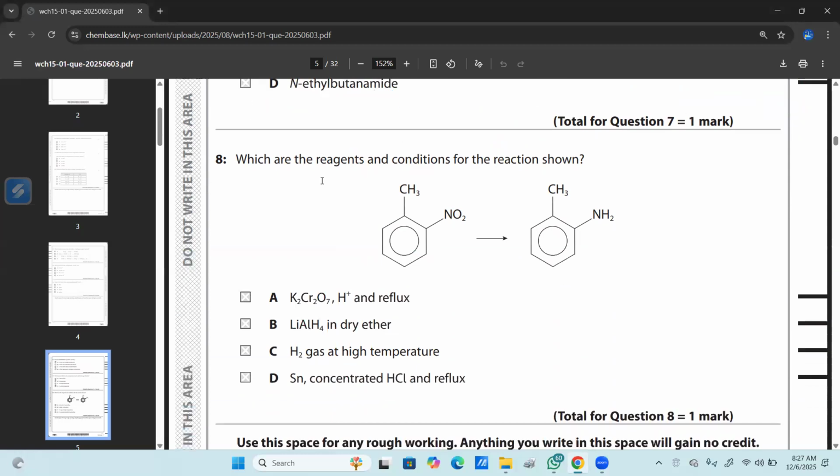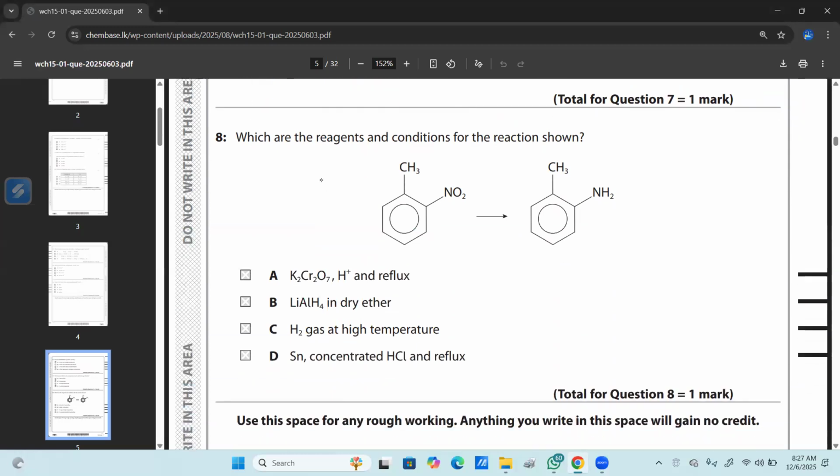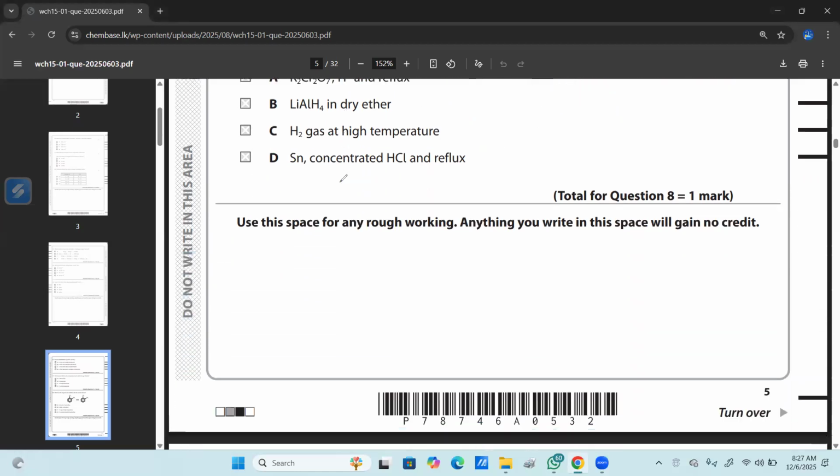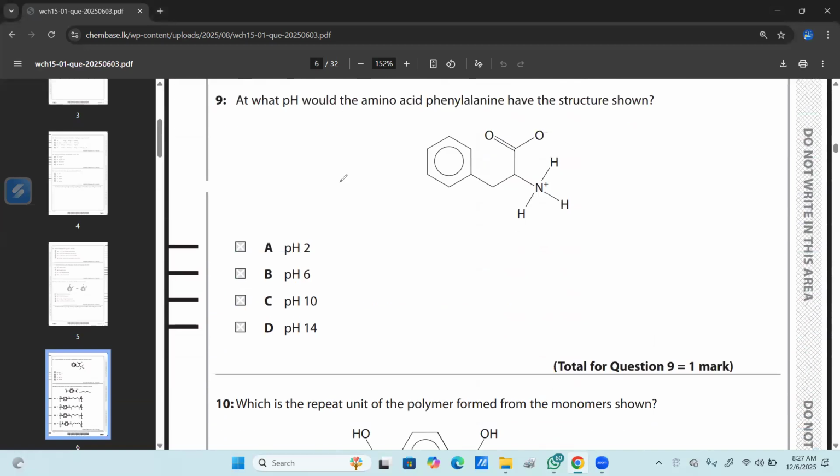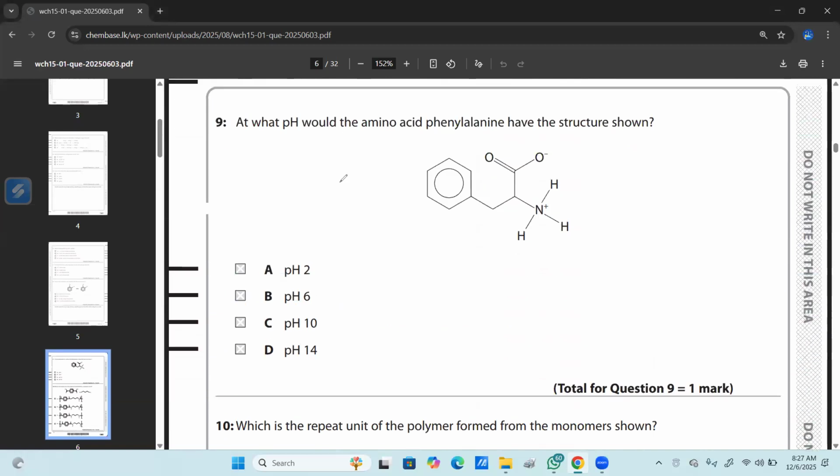Which are the reagents and conditions for the reaction shown? You can see the only change is NO2 becoming NH2. For that, we need tin and concentrated HCl and reflux. That is direct theory.